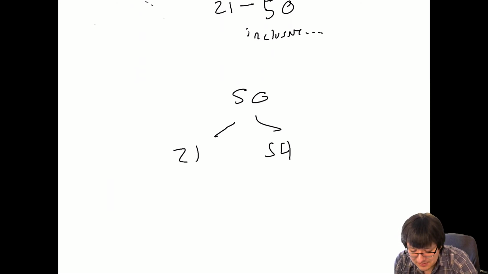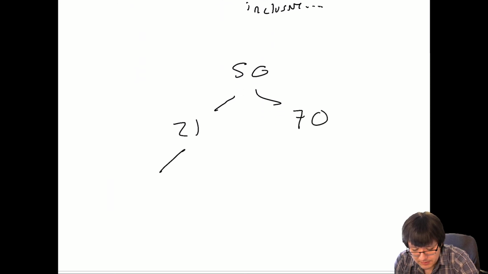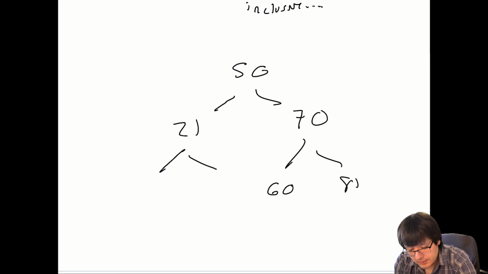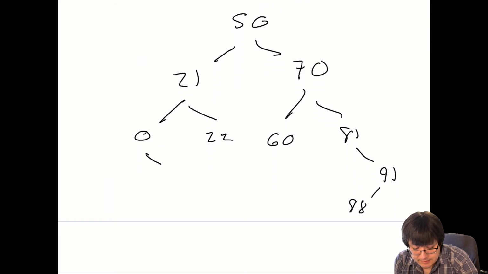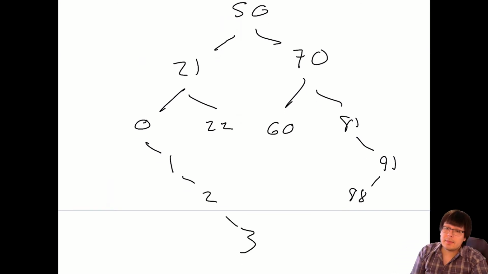Fixed. 54. Let me pick a bigger number so I have more range of numbers here. 60, 81, 91, 88, 0, 20, 22, and then 1, 2, 3. Okay, so let's compute the height of this tree.